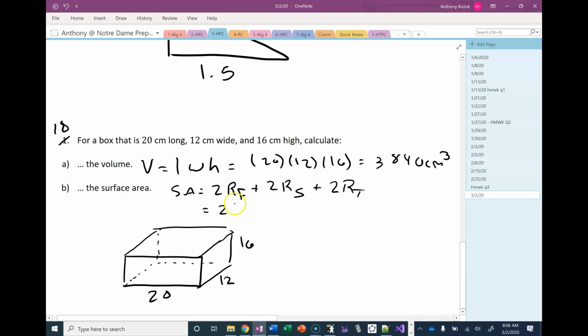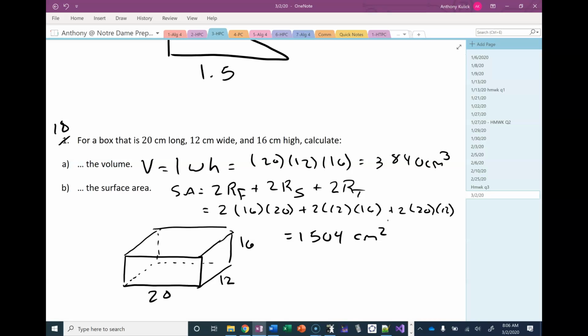So the front rectangle is 16 times 20. The side rectangle is 12 times 16. And the top rectangle is 20 times 12. So I get 1504 centimeters squared on that. You're welcome. So again, sketching the picture to identify the three rectangles and what their dimensions were was pretty helpful there. And if you didn't think to do that and you're just kind of guessing at what the dimensions would be, draw a picture. It really is often very helpful if you're not given one.